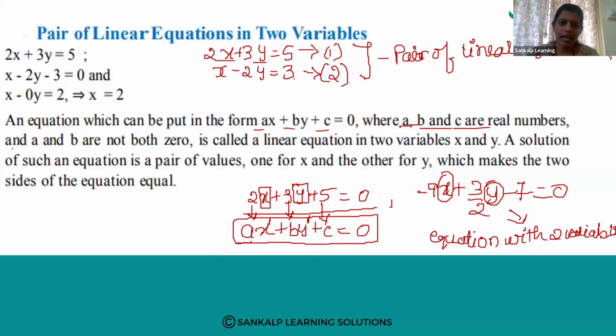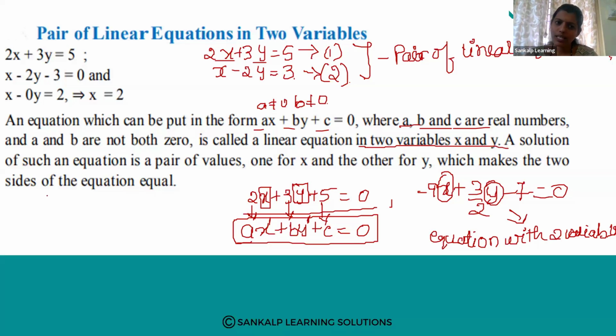Next, a and b are not both zeros. So a and b should not be equal to 0. Why? Because a into 0 is 0, and y into 0 is 0, so we are left with only c. Then it is not an equation in two variables. Therefore, a and b are not equal to 0. This is called a linear equation in two variables x and y.